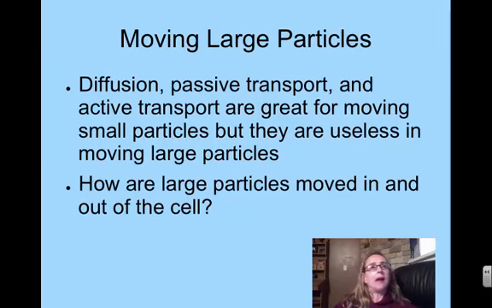All right, now active transport, passive transport, diffusion, osmosis, all those things are great if you're talking about very small particles. But what if the particle is big, like a protein or a complex sugar, and it has to get through that cell membrane? Well, your cell has to be able to do that too, and we're going to talk about that next. So take a minute and write that down.